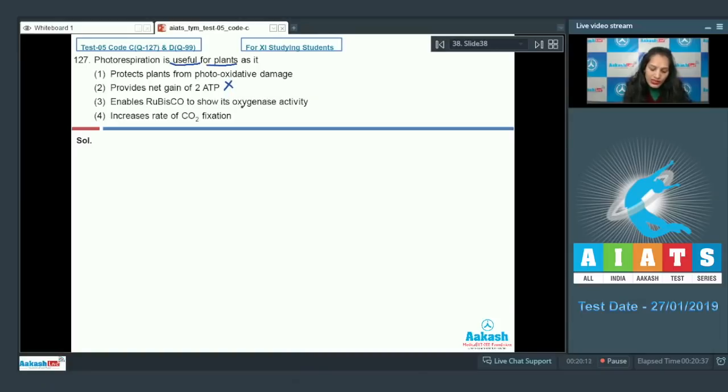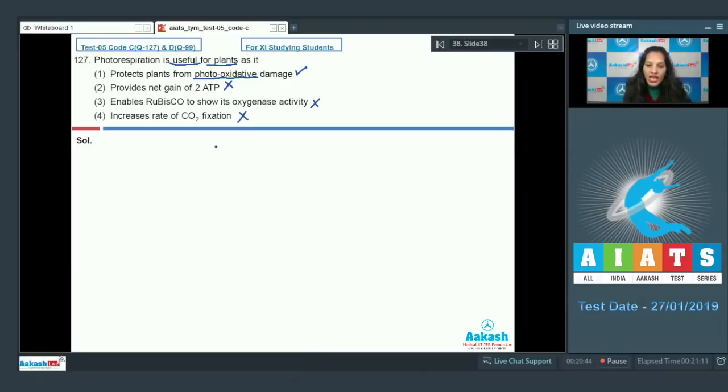Third, enables Rubisco to show its oxygenase activity. Yes, photorespiration enables Rubisco to show its oxygenase activity, but the oxygenase activity of Rubisco is not useful for plants, hence this option is ruled out. Fourth, photorespiration increases rate of CO2 fixation. No, instead it leads to loss of the fixed CO2 in plants. So this option is also ruled out. So how is it useful? As it protects the plants from photooxidative damage.